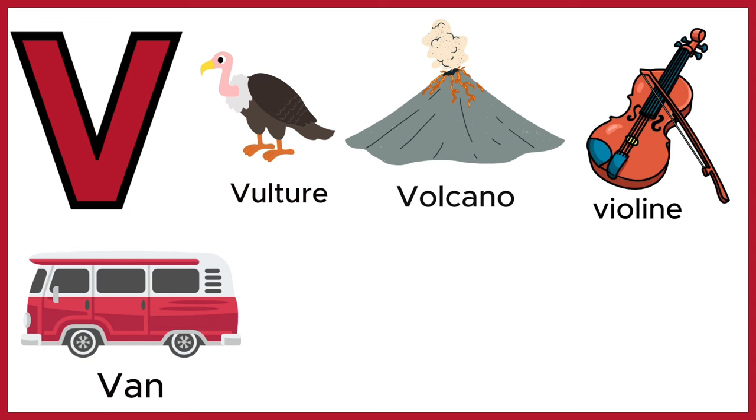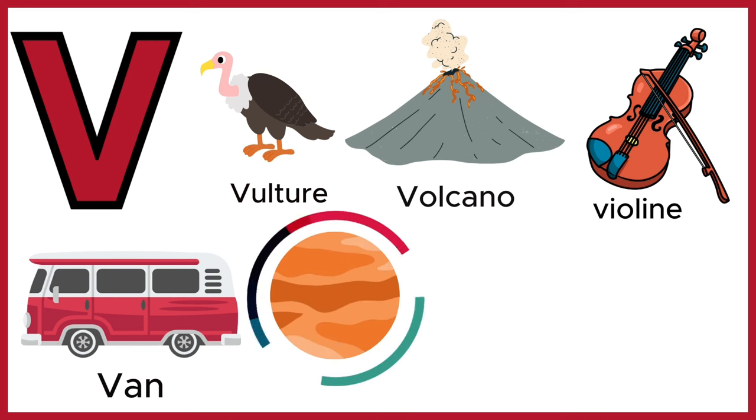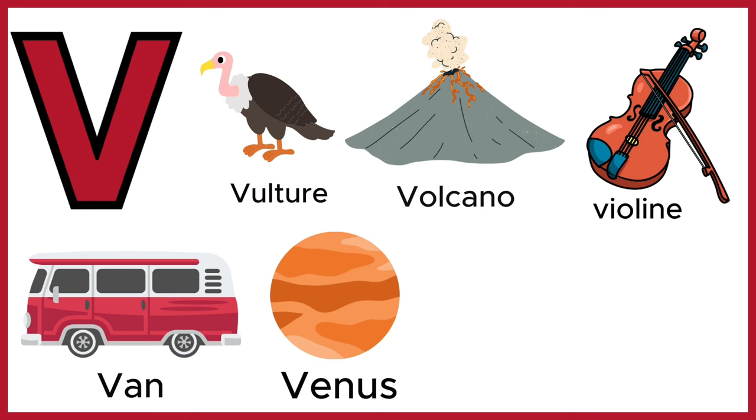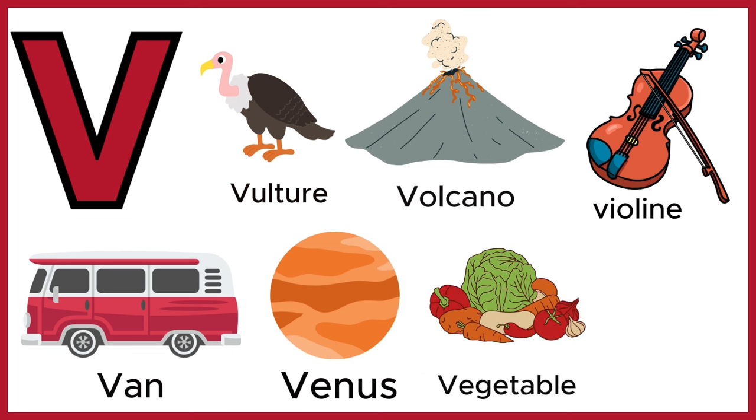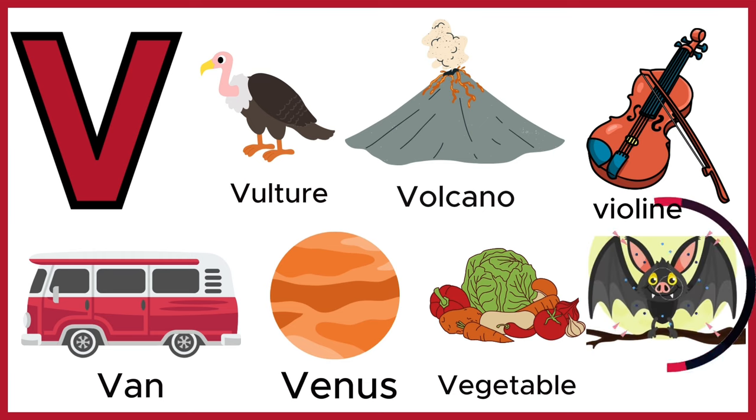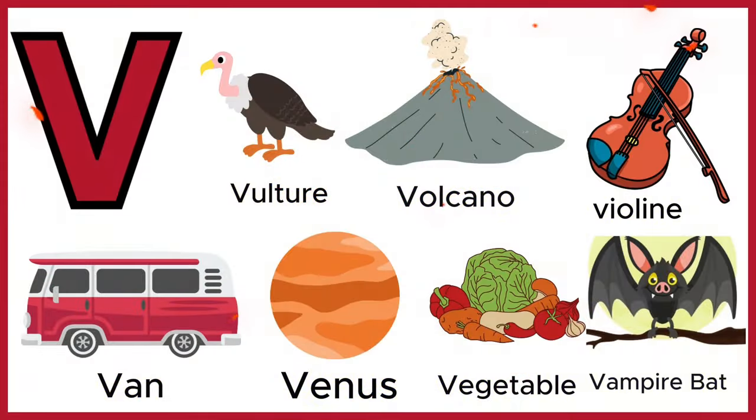Vamp. V for vamp. Venus. V for Venus. Vegetable. V for vegetable. Vampire bat. V for vampire bat.